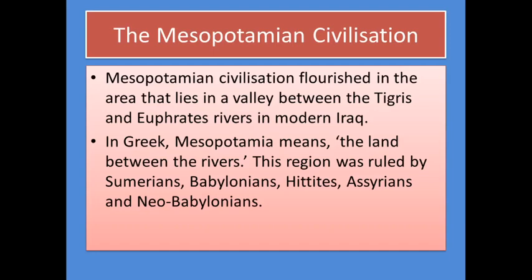In Greek, Mesopotamia means the land between the rivers. So what is the meaning of Mesopotamia? It is a land between the two rivers. Which are those two rivers? That is the Tigris and Euphrates. This region was ruled by Sumerians, Babylonians, Hittites, Assyrians, and Neo-Babylonians. These were the rulers of Mesopotamian civilization.